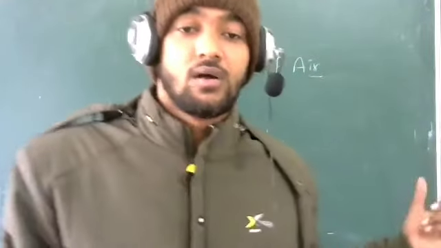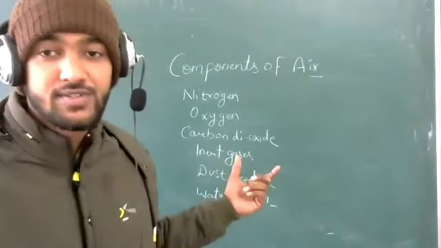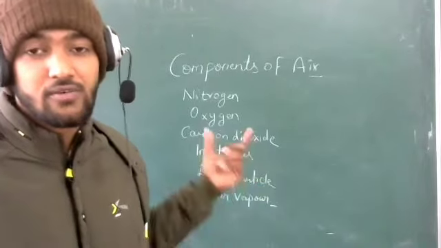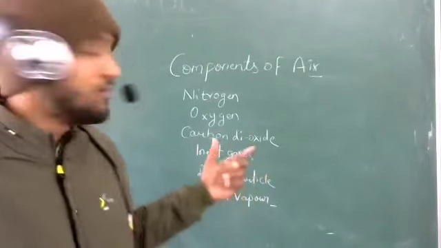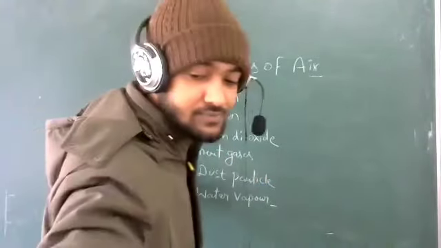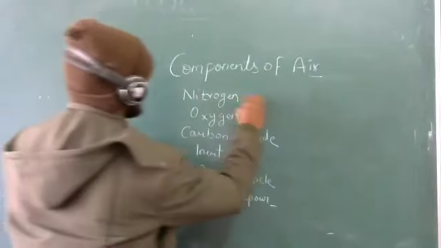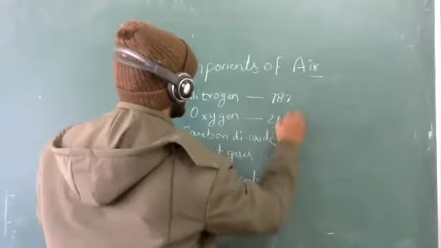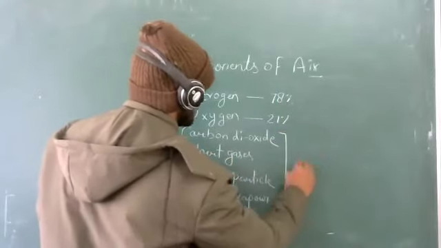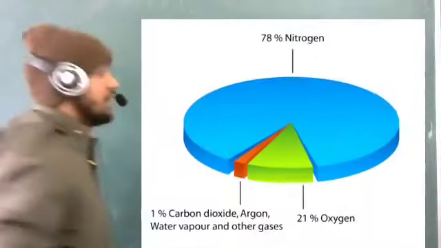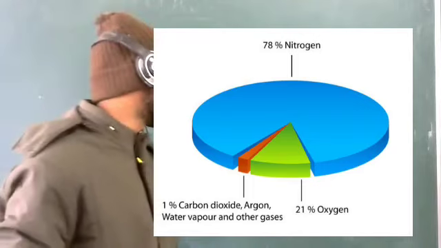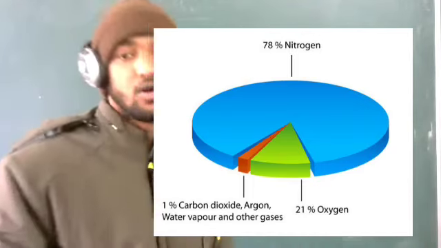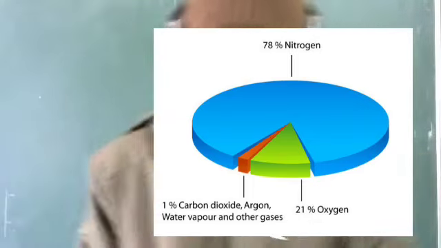Now, how much nitrogen is present? That is 78%. Oxygen is 21%, and the rest is 1% of other things. 78, 21, and 1. And what will be the total sum of these? 100%.